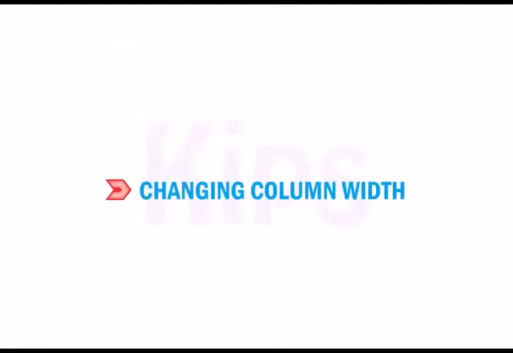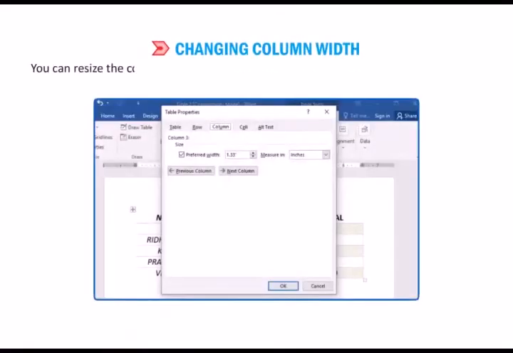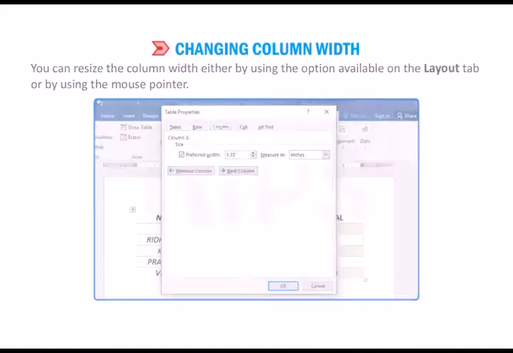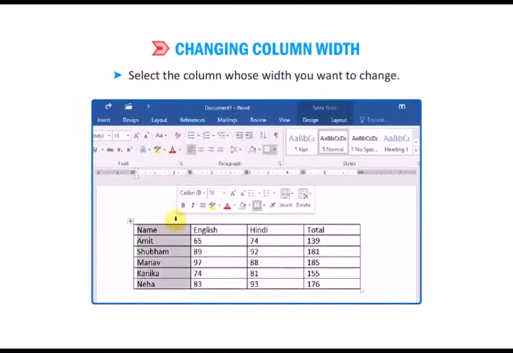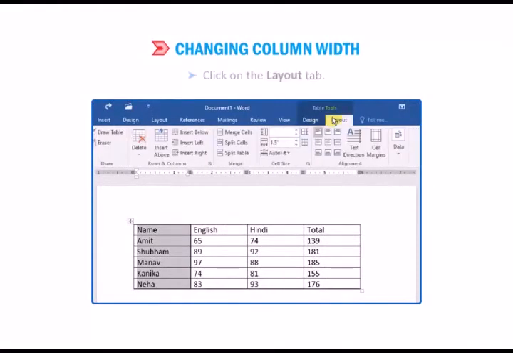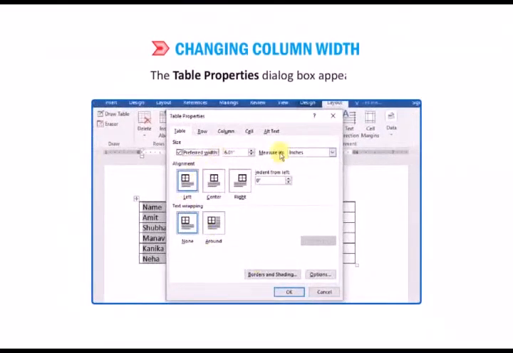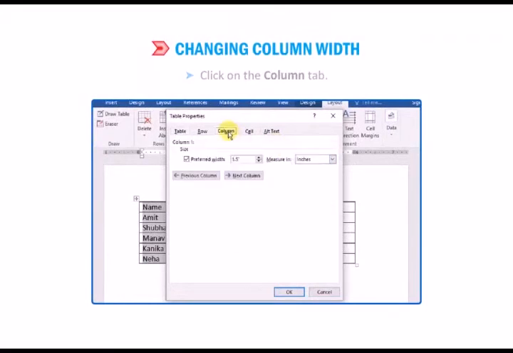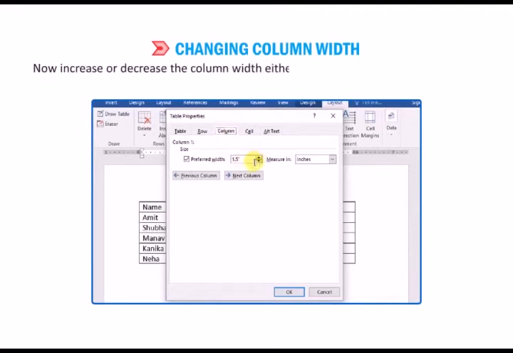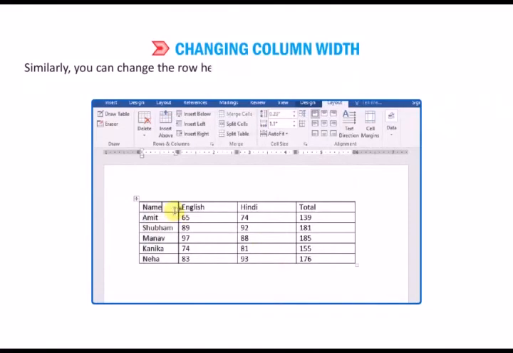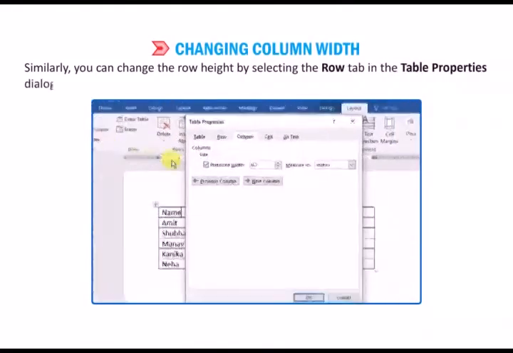Let us learn how to change column width now. You can resize the column width either by using the option available on the Layout tab or by using the mouse pointer. Select the column whose width you want to change. Click on the Layout tab. Select the Properties button in the Table group. The Table Properties dialog box appears. Click on the Column tab. Select the Preferred Width checkbox. Now increase or decrease the column width either by using the spin arrows or type in the specific values to set the width. Click OK. Similarly, you can change the row height by selecting the Row tab in the Table Properties dialog box.